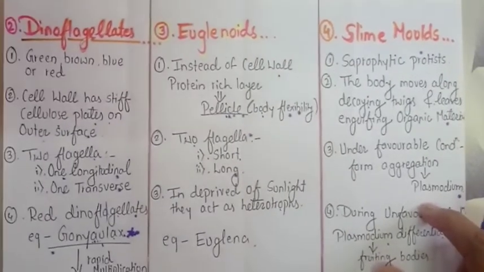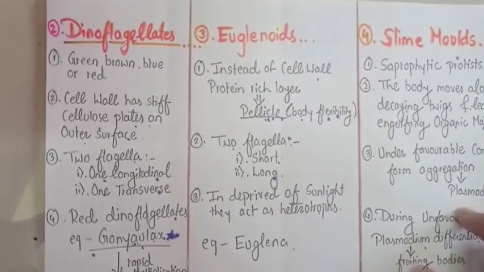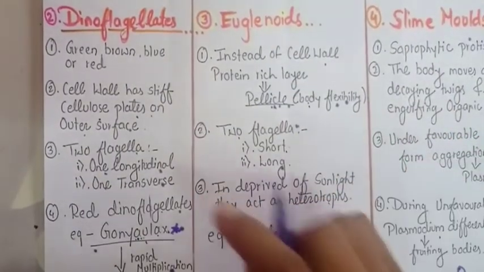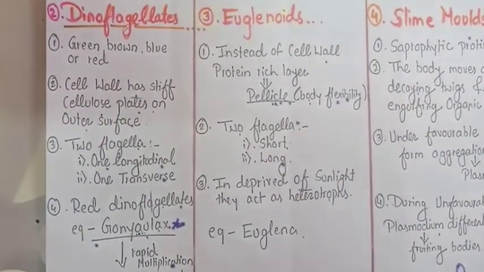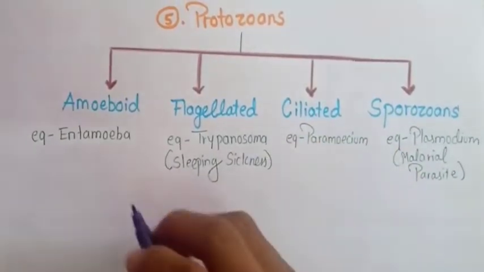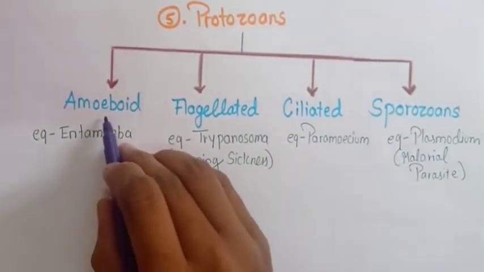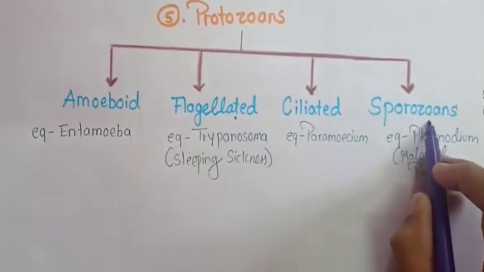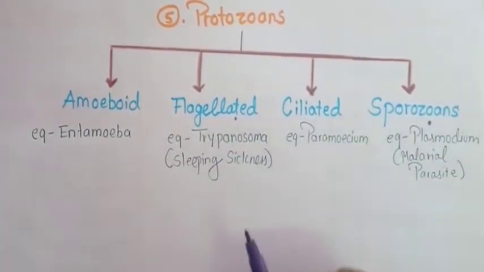In this way, these are some of the important points that we have to remember under each type of classification. Now, the last one is the protozoans. Protozoans are of four different types: amoeboid, flagellated, ciliated and sporozoans. These are based on their characteristics.